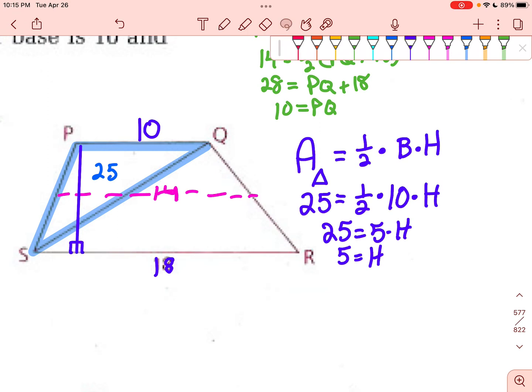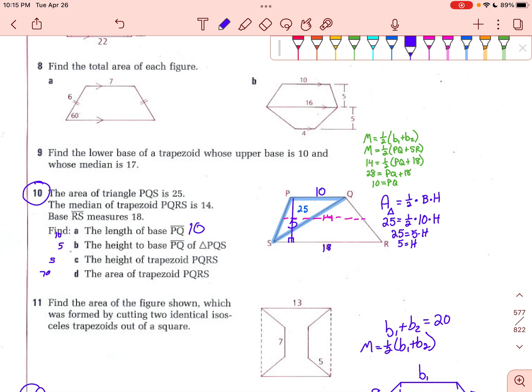So that is this right angle right here. Again, this vertical height can be moved anywhere throughout this trapezoid. You can see that the height is always going to be the same. So the height is always going to be 5. So I now have my height of 5. The next, it said find the height of the trapezoid, and that's the same. The height of the trapezoid is 5.